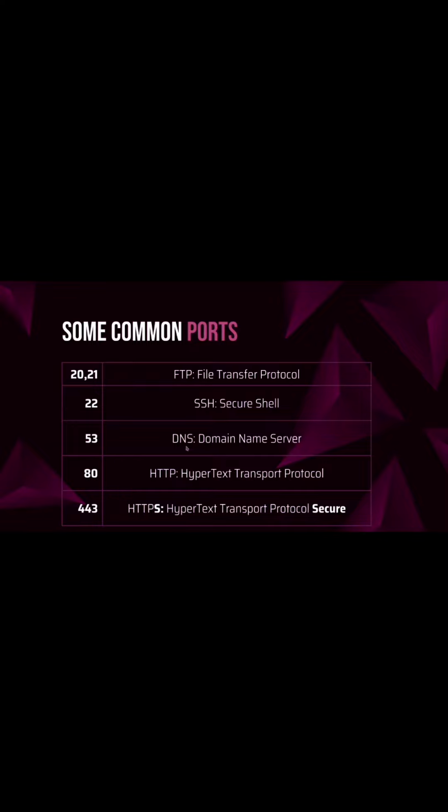Then we have port 53. We already know what domain name servers are. Even a computer can have a domain name server built into it. So they use port 53 to translate IP addresses into web addresses.